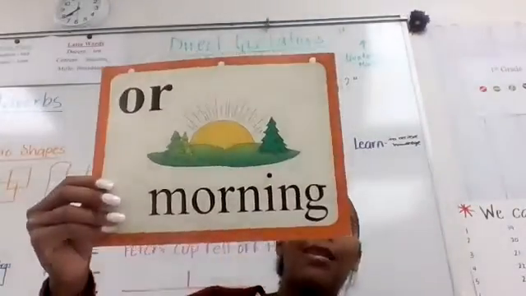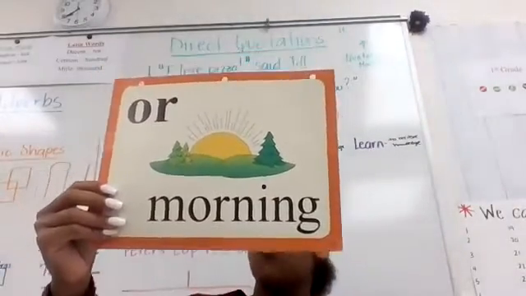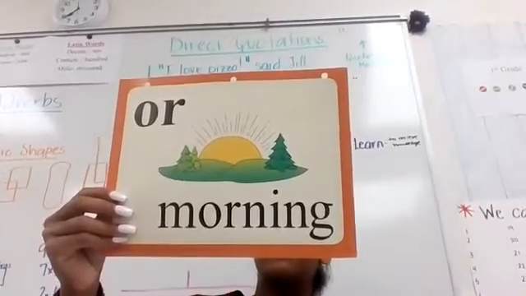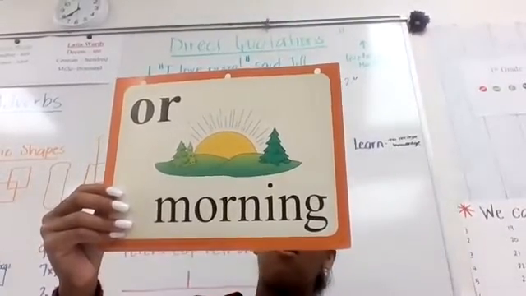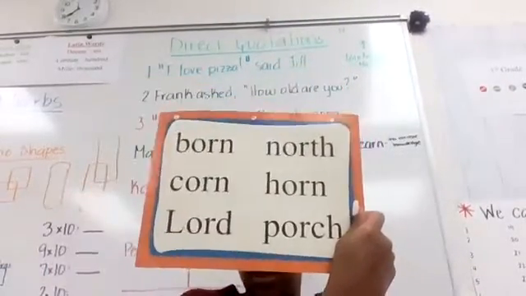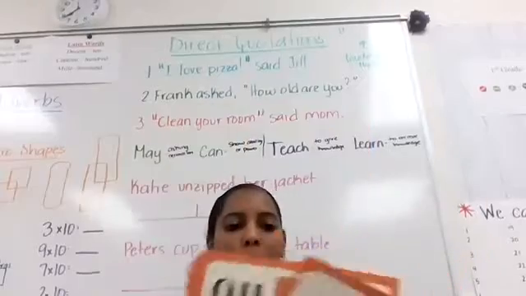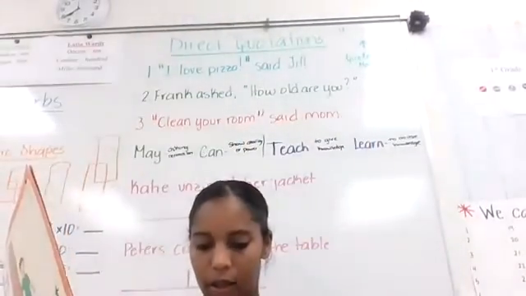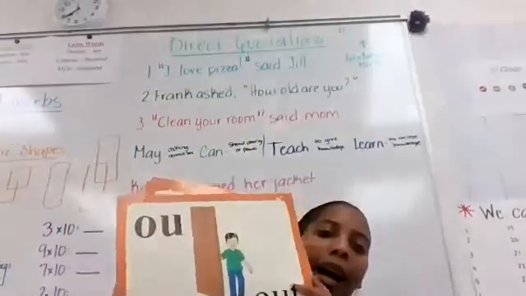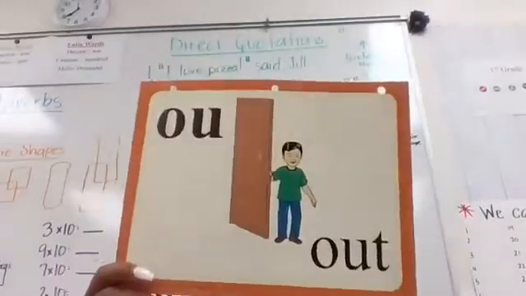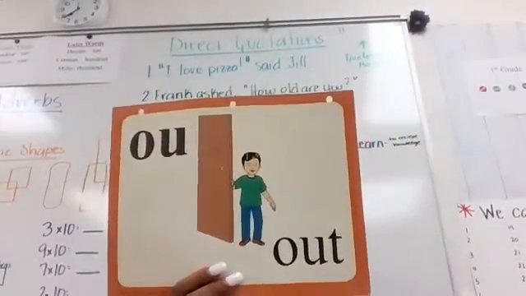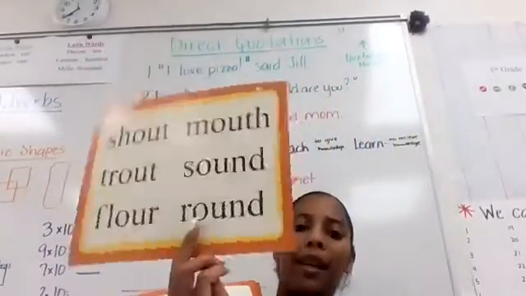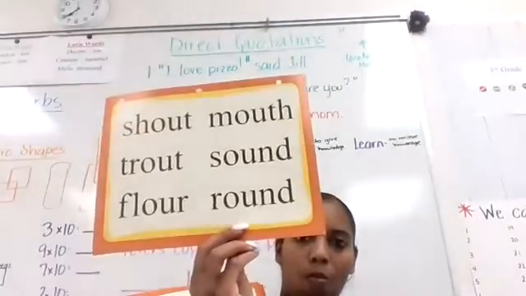Okay. OR says or in morning. Okay, this is who we worship. The Lord. OU says ow in out. Okay, this is what bakers use to bake things. Flour.